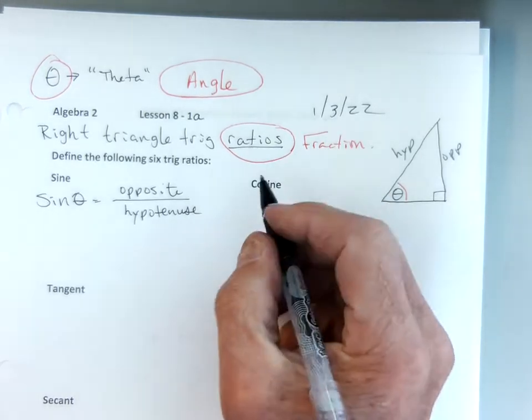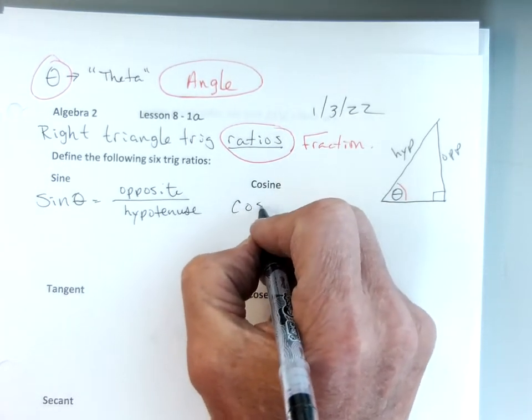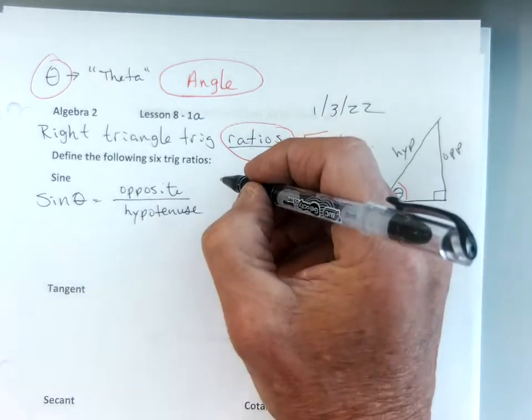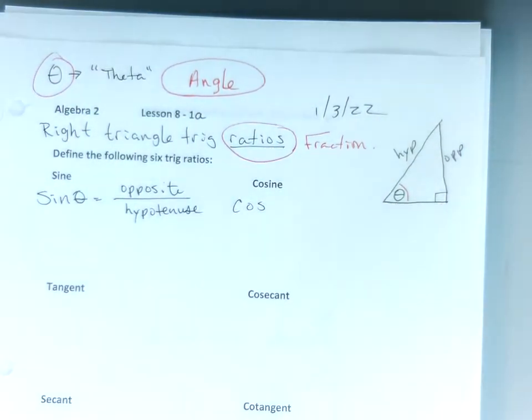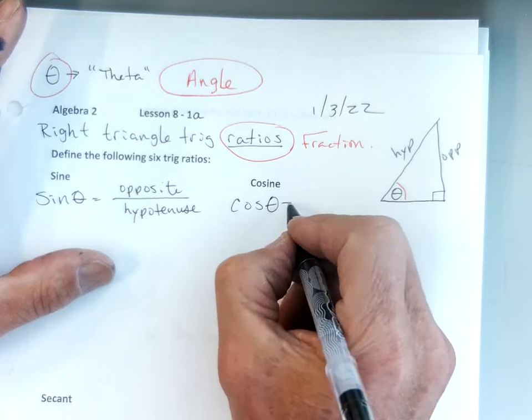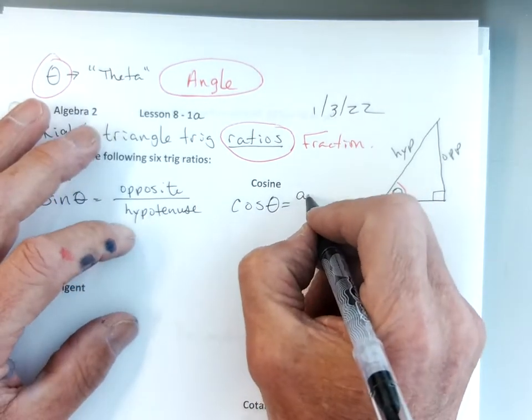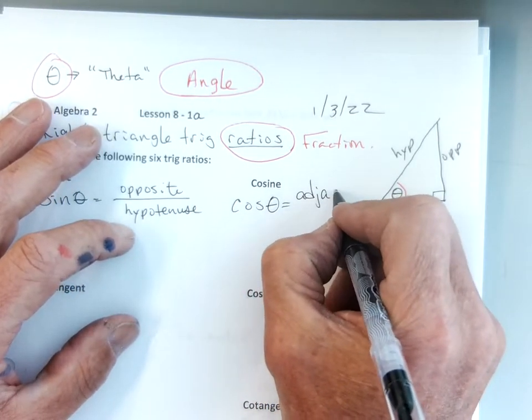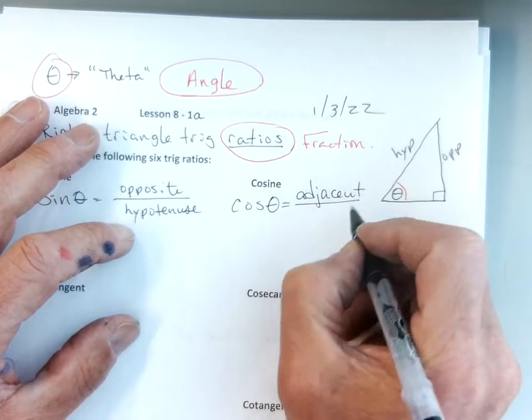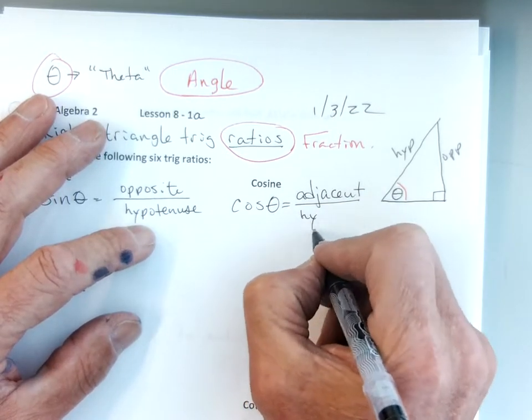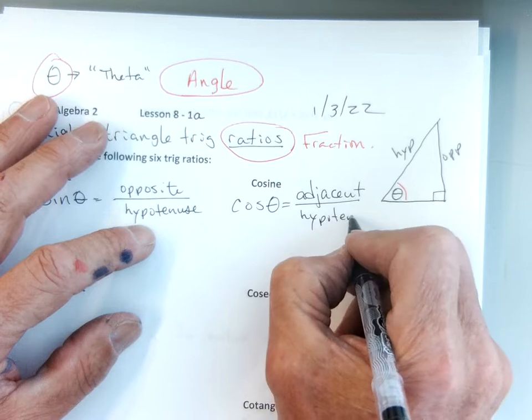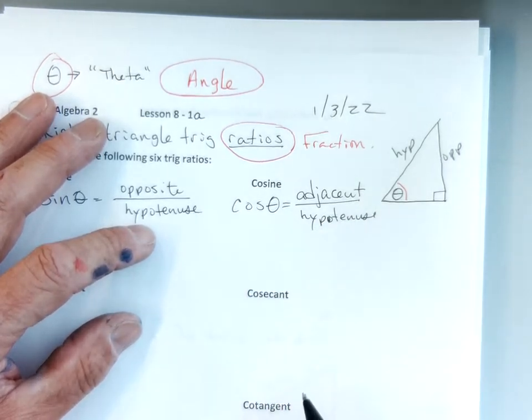Cosine, the abbreviation for cosine is cos. But that's the abbreviation. We won't say cos, we'll call it cosine. Cosine of theta, because it's cosine of an angle, is equal to the adjacent side over the hypotenuse. Remember this? It's not that bad, is it? Right?